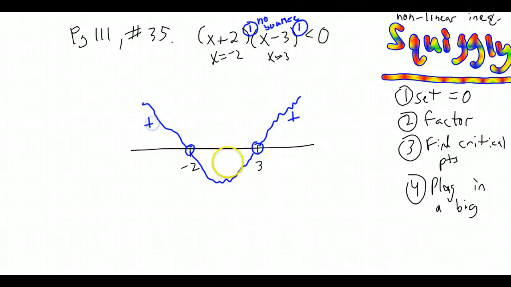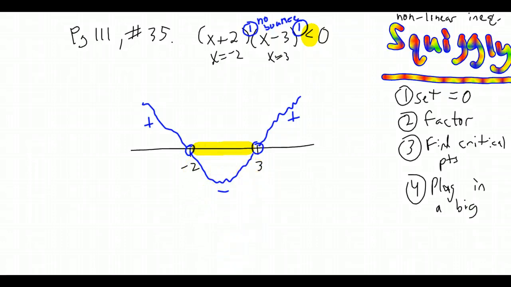Now, here's a positive part of the graph. Here's a negative part of the graph. There are 3 intervals here. Always look at the sign. This is what tells us what we need. This tells us that we want these values to be less than 0. That means I want the part of the graph that is in between -2 and 3.